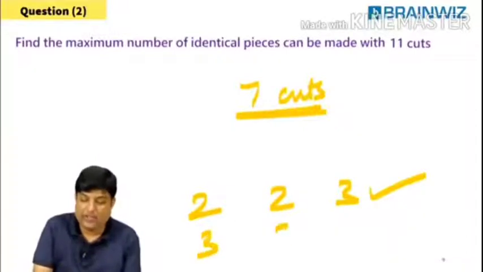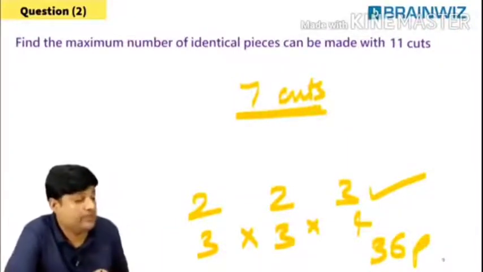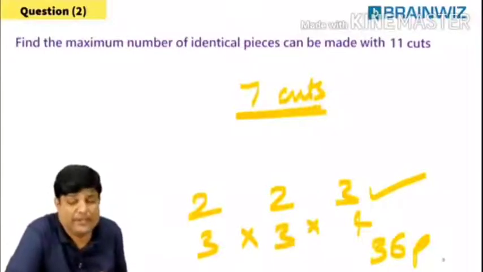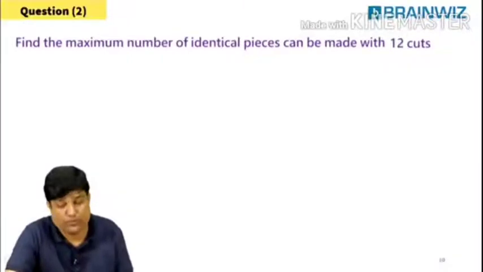Now how much? 3, 3, 4. Bolo Babu, what's the answer? 36 pieces. Hope you all have understood this. Are you understanding, everybody? That's good. So you are learning good. I am also learning good. Let's try to move forward now.